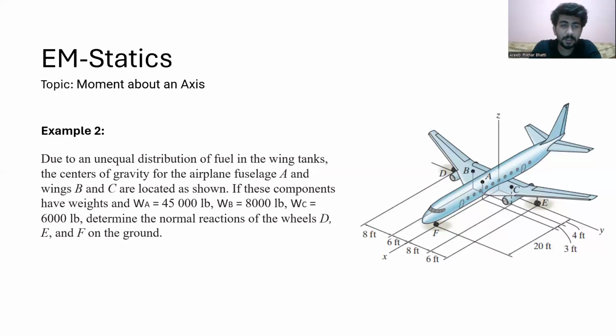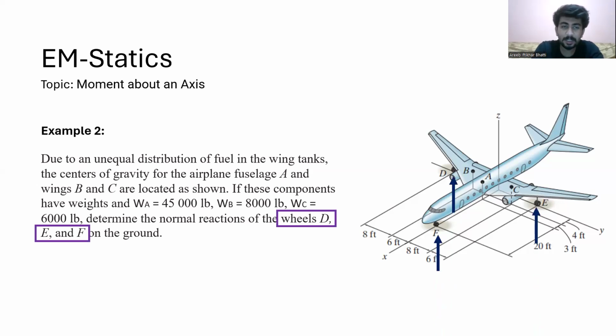So you see, today we are going to solve example number 2. This example is also related to rigid body equilibrium, but I am going to solve this problem by applying moment on the axis. In this example, we have to find the normal reactions at the wheels D, E, and F. So these are our normal reactions.